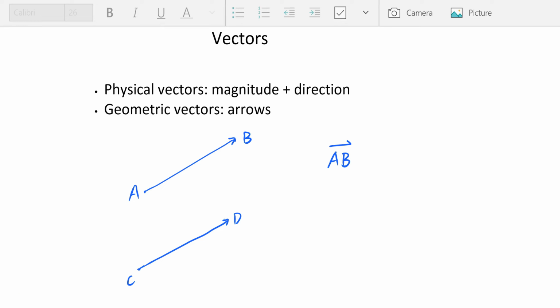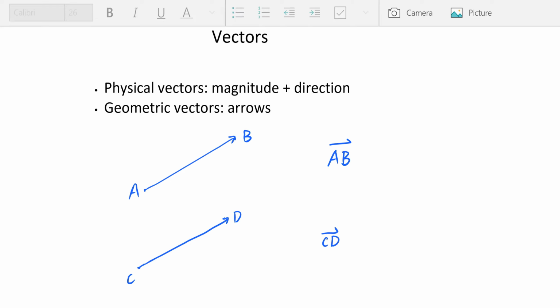So a vector that has initial point C and terminal point D will be described as vector CD. Conventionally, if you see a vector being described with two capital letters, for example AB, CD, and then an arrow on top of it, that implicitly means that the initial point of the vector is the first letter and the terminal point is the second letter.